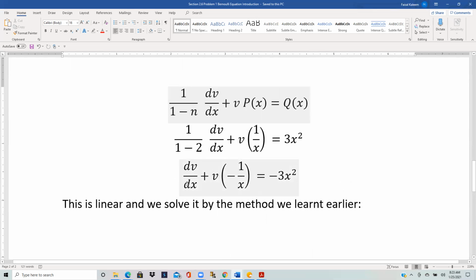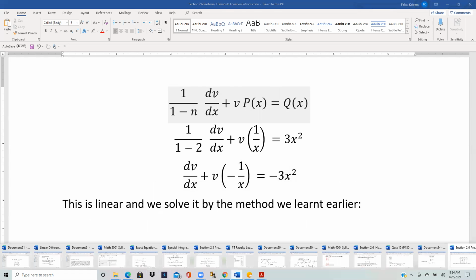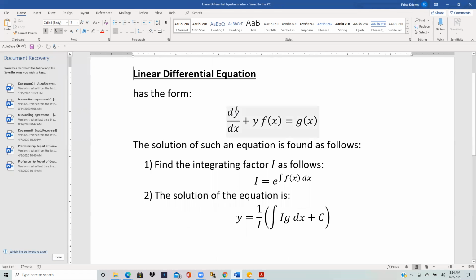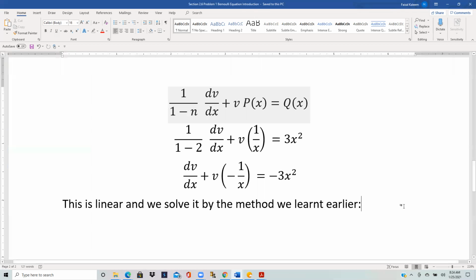And now you can put it exactly in the linear form, because remember the linear form, let me show you what it was. The linear form was dy over dx plus y times a function of x is equal to a function of x. So the way we knew the linear equations was dy over dx standing alone plus y times a function of x equals a function of x. So let's go back.